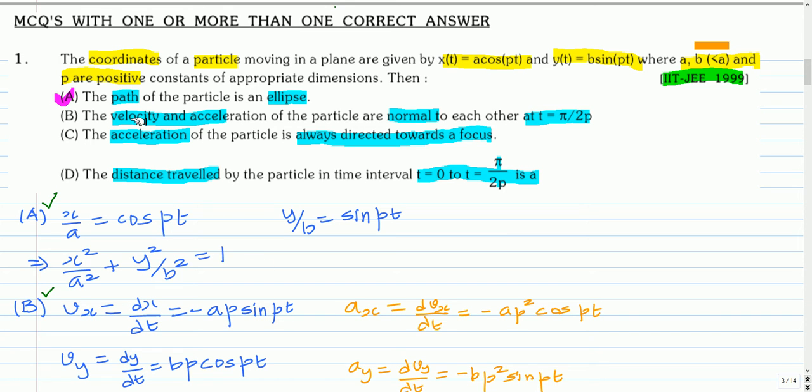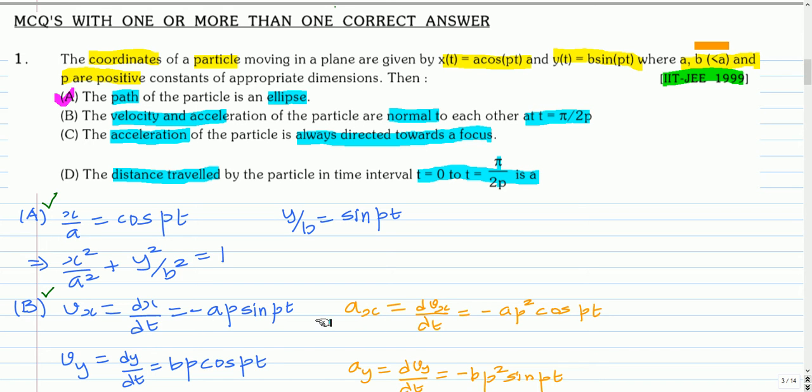And the second option talks about velocity and acceleration, whether they are normal to each other or not. Velocity is dx by dt. If we differentiate this with respect to time, we get minus sin pt, and the derivative of pt with respect to time is p, so minus p times a. The velocity in the y direction is dy by dt. The derivative of sin is cos, the derivative of pt is p, and b is here. So we get this one. And to get the acceleration, we have to differentiate the velocity with respect to time.